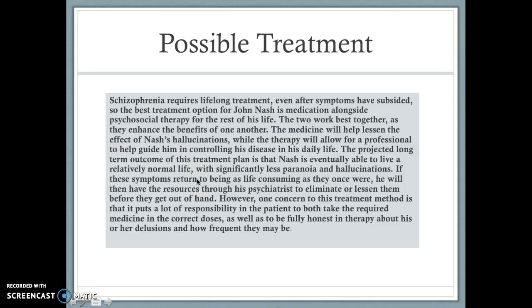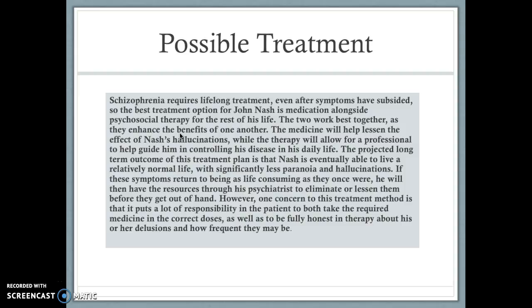A possible treatment for Nash is medication alongside psychosocial therapy for the rest of his life, because schizophrenia is a lifelong disease and it requires lifelong treatment. The two work best together as they enhance the benefits of one another. The medicine will help lessen the effect of Nash's hallucinations, while the therapy will allow for a professional to guide him in controlling his disease in his daily life.